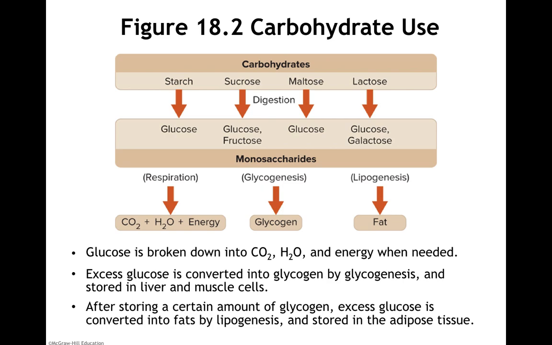So starches give us glucose, sucrose gives us glucose and fructose, two monosaccharides. Maltose gives us two glucose, and lactose gives us glucose and galactose. Those monosaccharides are either going to be used in respiration, when they will be converted to carbon dioxide, water, and the energy transferred to ATP. They may be used to store glucose for future use, in which case they will be made into glycogen. And in the same line, they may be used to create fats, which can be used for future use.